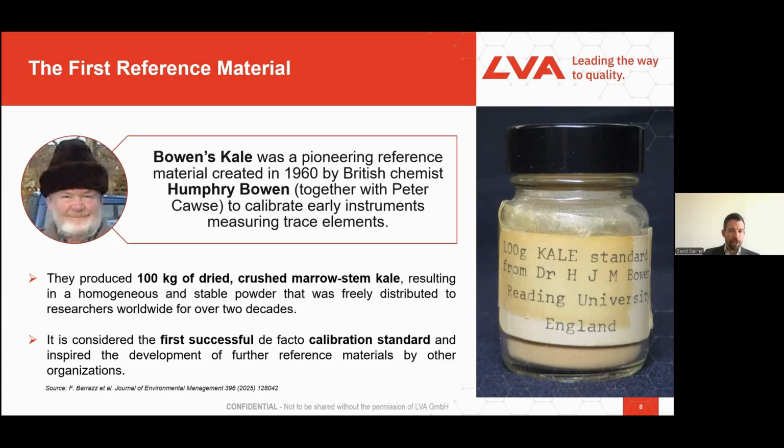At that time, the goal was to create a homogeneous and stable material that could be shared between different laboratories to improve the comparability of their analytical results. And in this case, a very large batch of around 100 kilograms of dried and ground kale was produced and distributed to laboratories all over the world for many, many years.